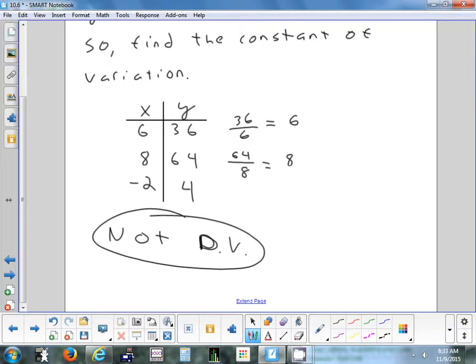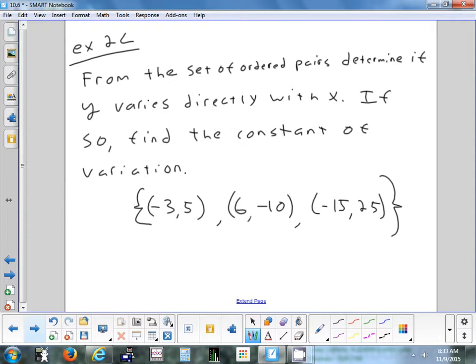Okay, not direct variation. So do I need to find the constant? No, there isn't one. If it's not direct variation, there's no constant to find. Okay? Yeah, that's all you're doing.